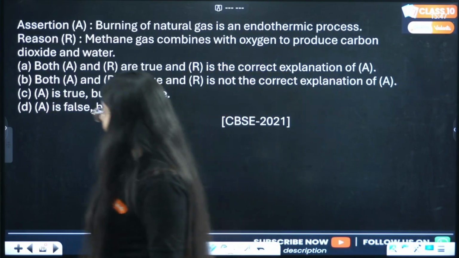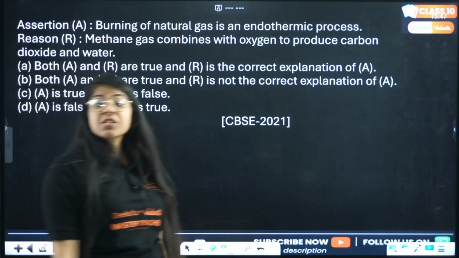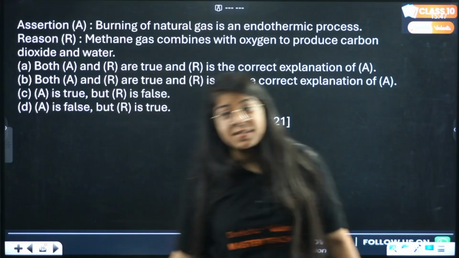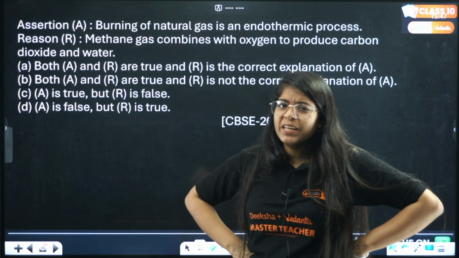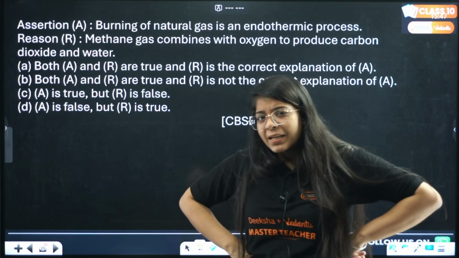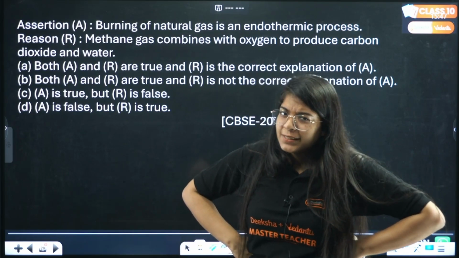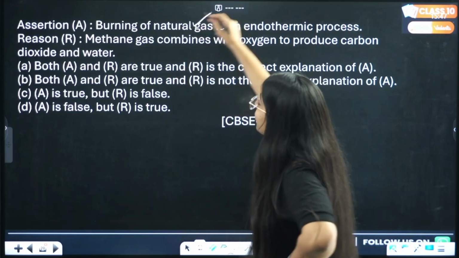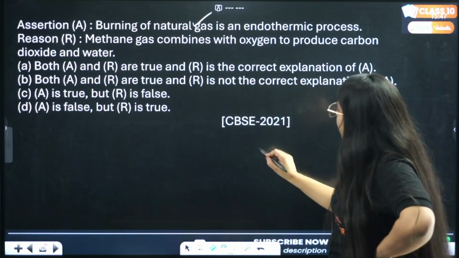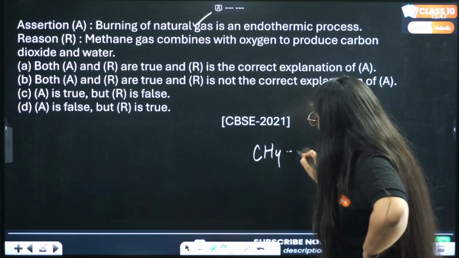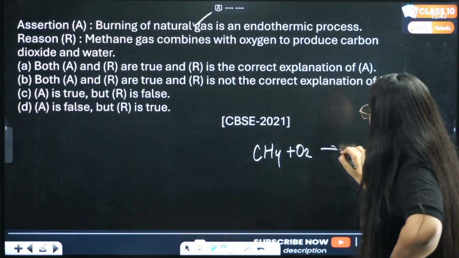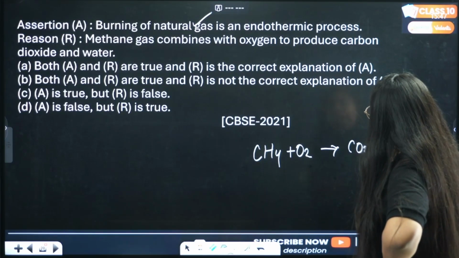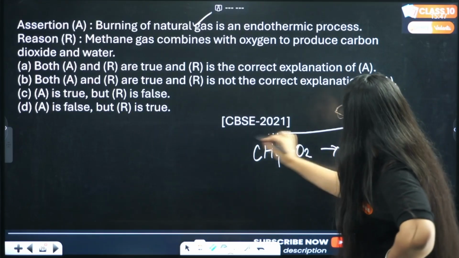Okay. Next, we have an assertion reason question. Burning of natural gas is an endothermic process. Do you know what endothermic is? When heat is gained. And how come burning leads to gain of heat? Okay, think about it. Then methane gas combines with oxygen. Methane gas is CH4. It combines with oxygen to produce carbon dioxide and water. So is it true or not?